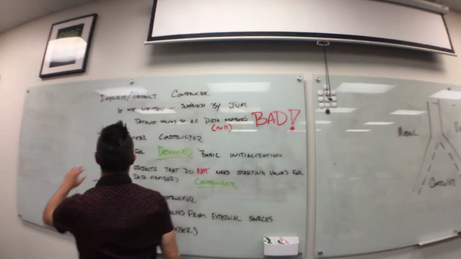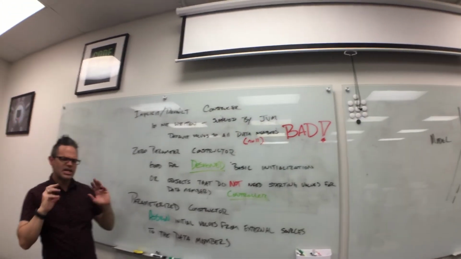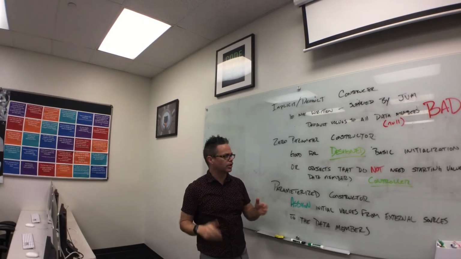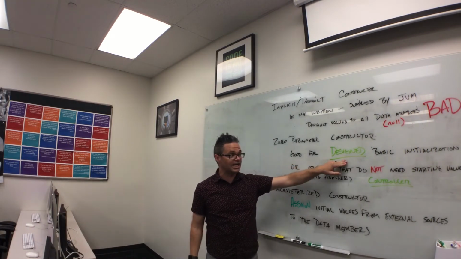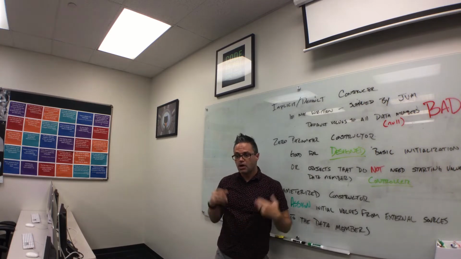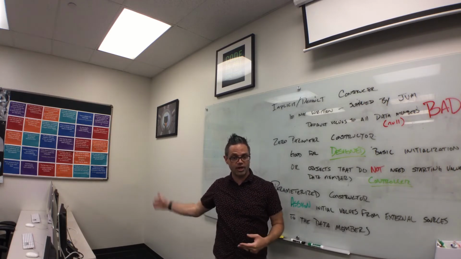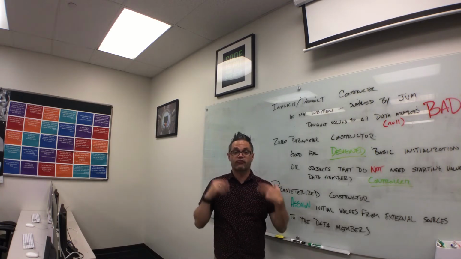Then we have our 0 parameter constructor. This is the okay level constructor, or the good constructor. It's not the great one, but it's good. It's good when we are designing basic initialization. I use this all the time in our controller class because we're starting off the controller with no external information. It simply starts up and loads from the beginning.